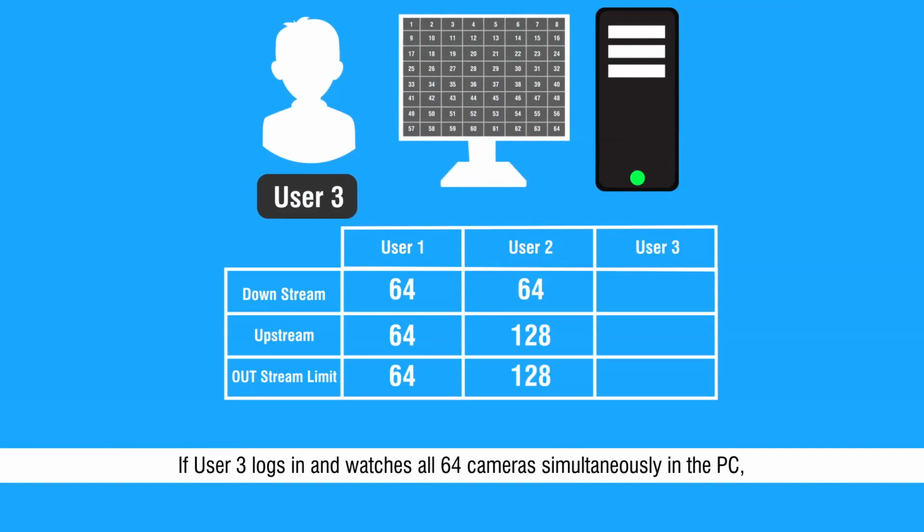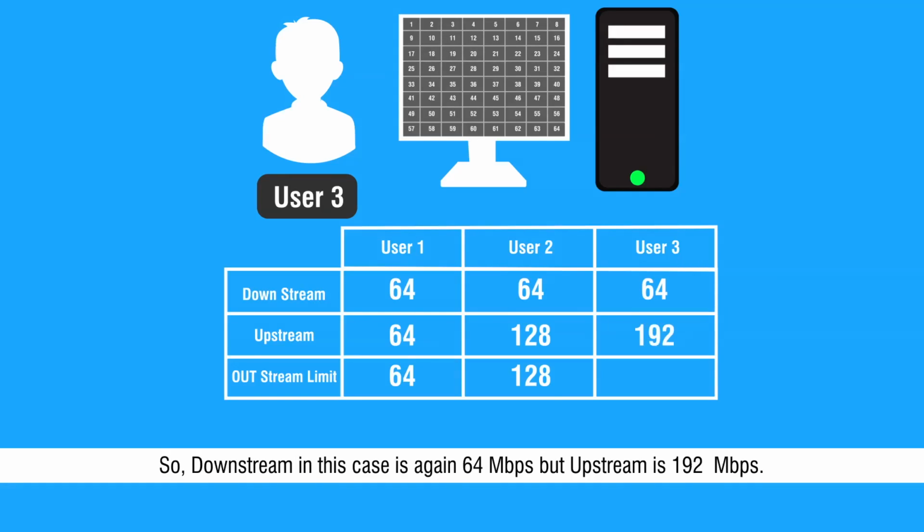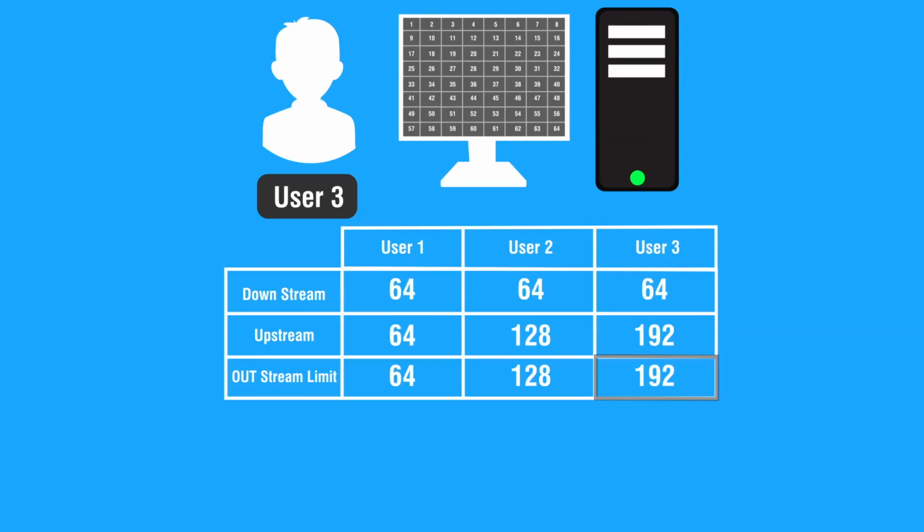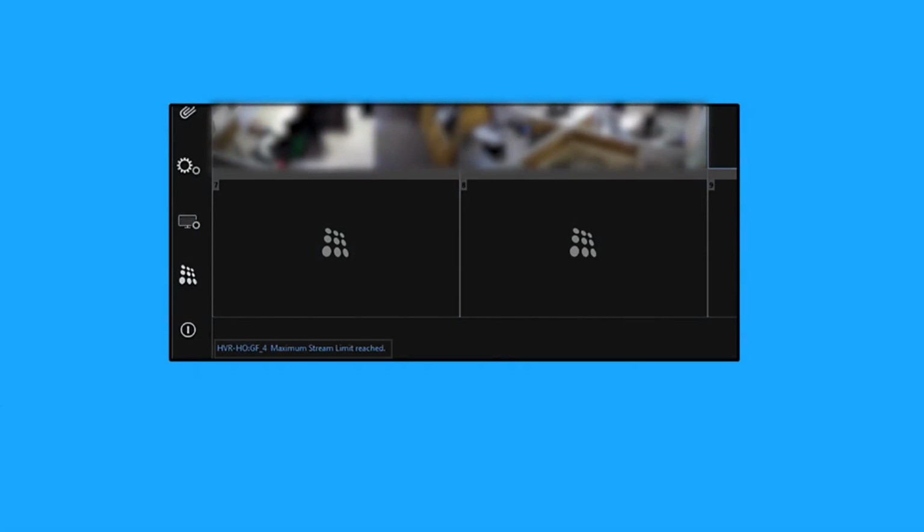If user 3 logs in and watches all 64 cameras simultaneously in the PC, the device will allocate another 64 Mbps to that user. So downstream in this case is again 64 Mbps, but upstream is 192 Mbps. Also outstream limit is 192. Now as the outstream limit is reached, the device will not be able to stream any more cameras. If the user starts the stream anyway, maximum stream limit reached error will be displayed.